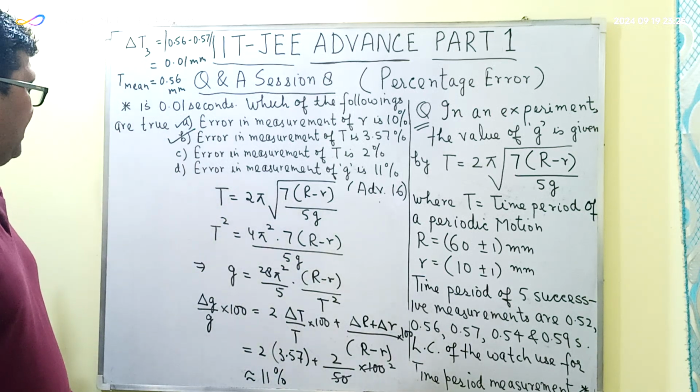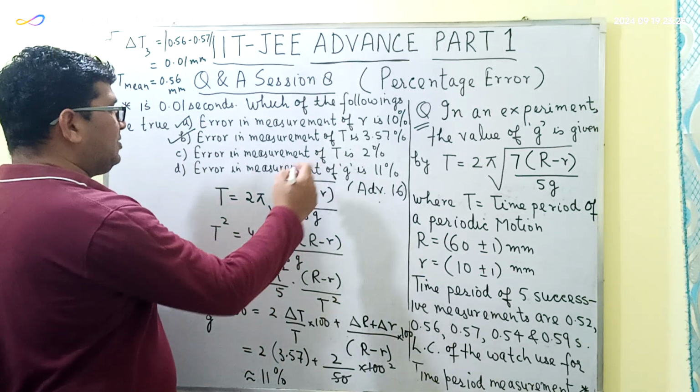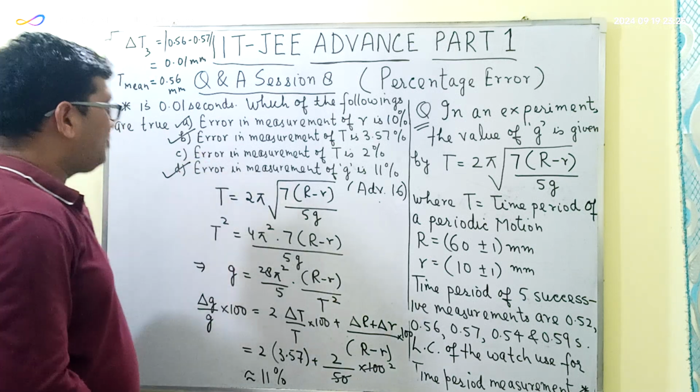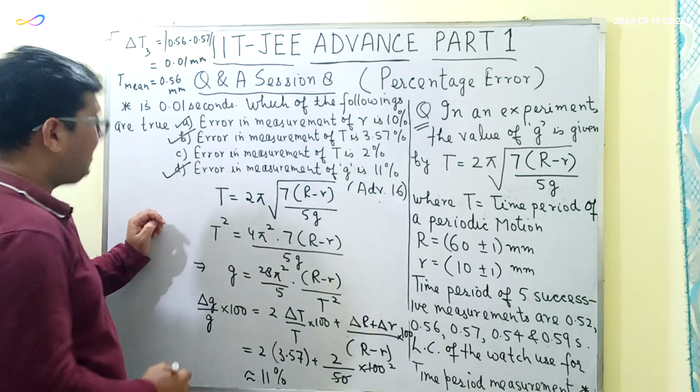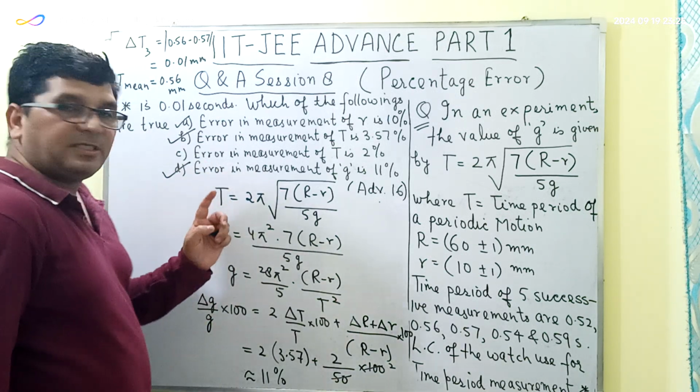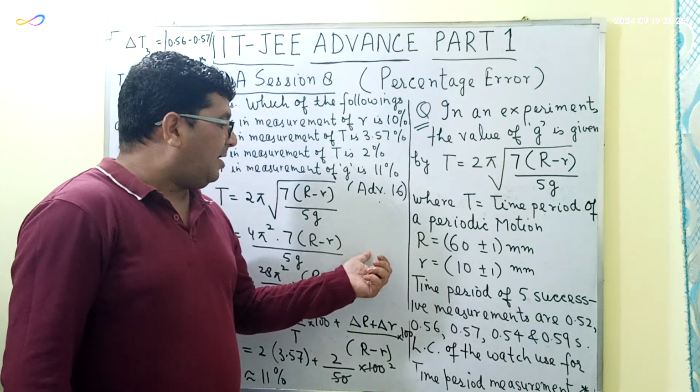Okay? So the percentage error in the measurement of g is also equal to 11%. So the correct options are A, B and D. So in this question, there are 3 options which are correct.